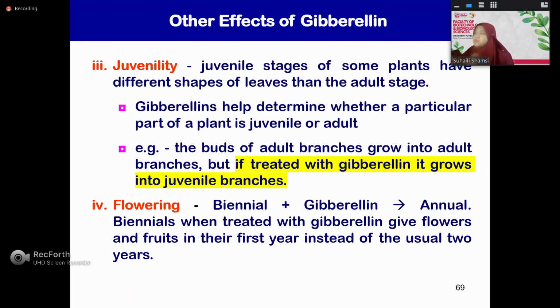And then flowering, gibberellic acid induces flowering. So you can see that if a plant can produce flowers biennially, right? When we supply gibberellic acid, it can induce flowering. So the plants can have a flowering every year instead of every 2 years, which is biennial, right?